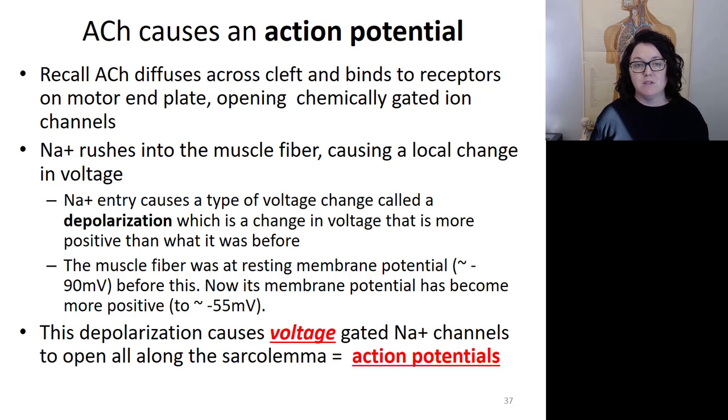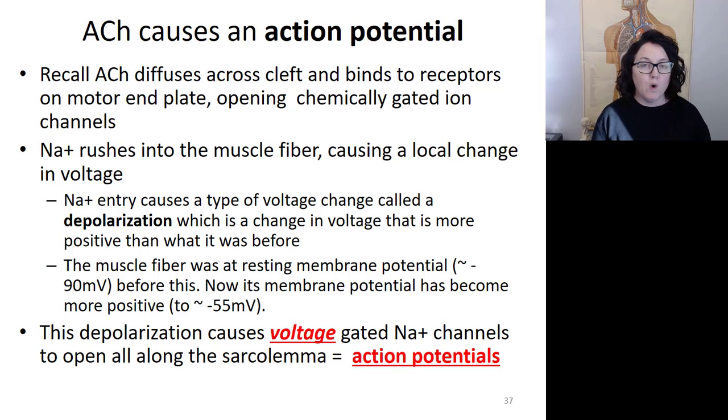Once that sodium comes in, we're not going to be at negative 90 anymore. We're adding positiveness. So we might go up to negative 80, negative 70, and eventually maybe reach like negative 55 millivolts. This depolarization, this increase in voltage, is important because it's going to open voltage-gated ion channels. Right? Acetylcholine opens a chemically gated ion channel, but this change in voltage from the sodium coming in is going to open another type of channel embedded in the cell membrane, in the sarcolemma of the muscle fiber. And it's going to open these voltage-gated sodium channels.